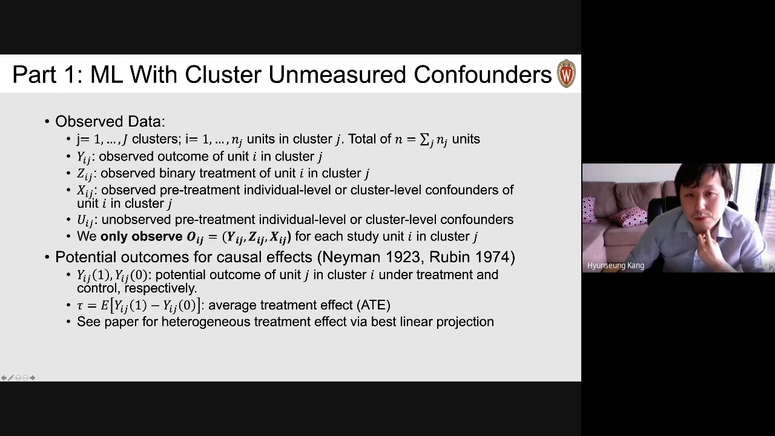And actually the paper that this work is based on goes through heterogeneous treatment effects. So not only the total population level average, but the average of this treatment effect among a subgroup of X's and how to estimate that using best linear projection methods. But for simplicity, we're just going to talk about the average treatment effect in today's talk.